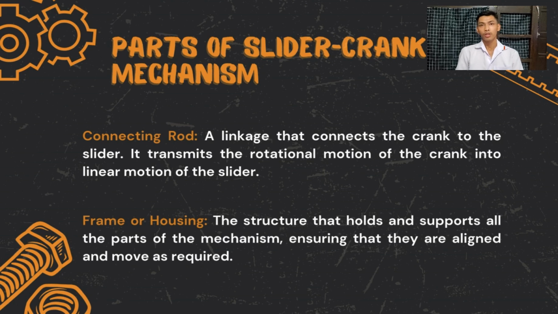So, yung crank is siya yung bilog na nakalagay sa isang shaft na umiikot, then yung pag-ikot niya is nata-transfer sa connecting rod. Yung connecting rod naman is siya yung dahilan para gumalaw yung slider ng linear motion. Then yung housing naman is sinusupport niya yung slider para panatilihing aligned yung paggalaw niya.